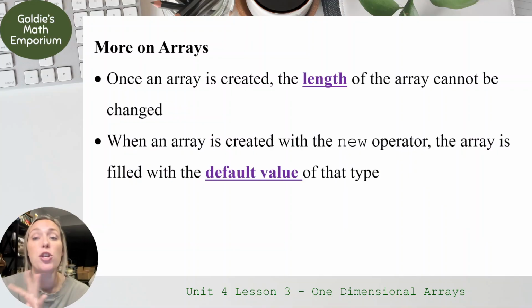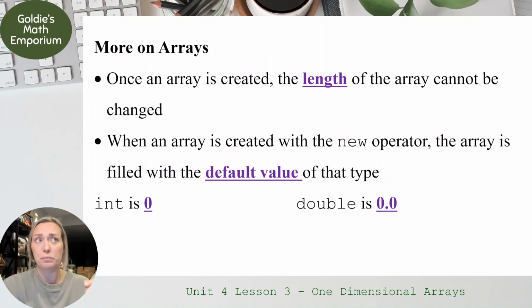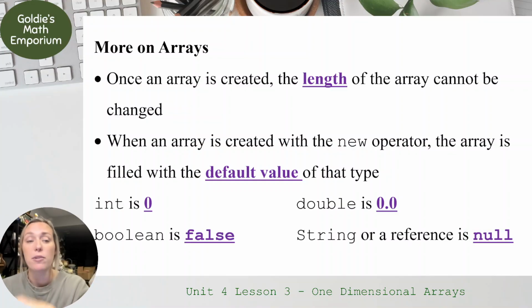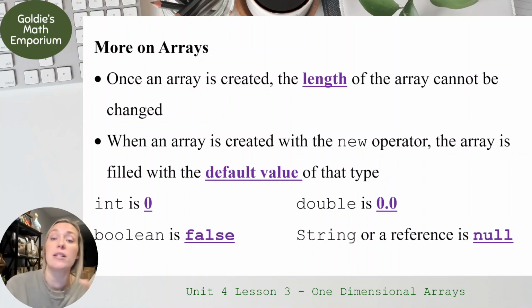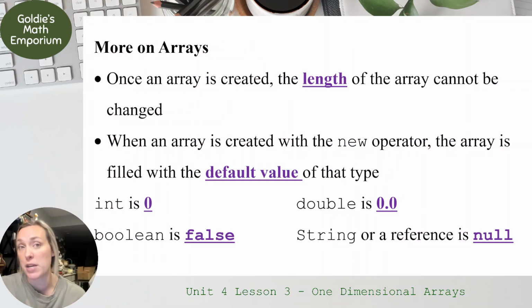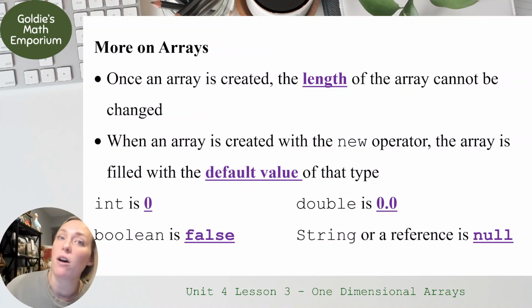When the array is created with the new operator, the array is filled with the default value of whatever type you created it with. So for ints, if you create a new int array of like 50 values, it's all going to be 0 starting off. A double, 0.0. Boolean, they're all going to be false. And a String or a reference, if you create an array of objects, they're all going to be null. So when you use the new operator and create a new array, it knows it's going to hold that data type, but it just populates it with those default values until you actually give it the data.